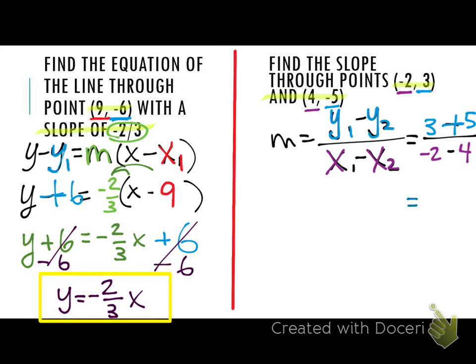All right, we are going to math. 3 plus 5 is 8. Minus 2 minus 4 is negative 6. And then this reduces to negative 4/3. So what would parallel to negative 4/3 be? Negative 4/3. What is parallel? Sorry, we just said that. What is perpendicular to negative 4/3? 3/4.